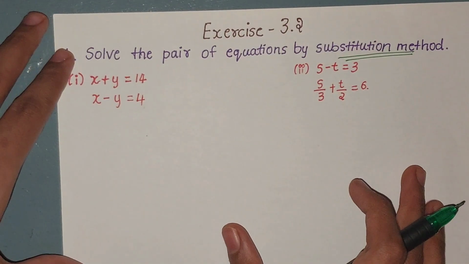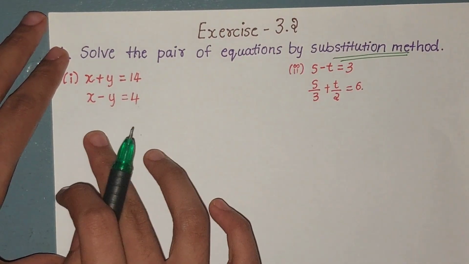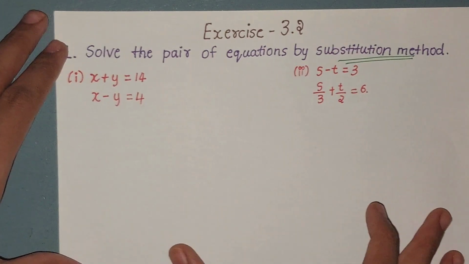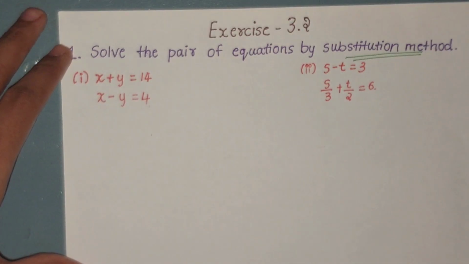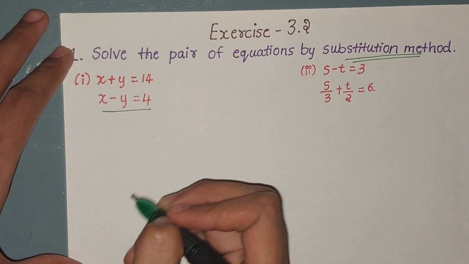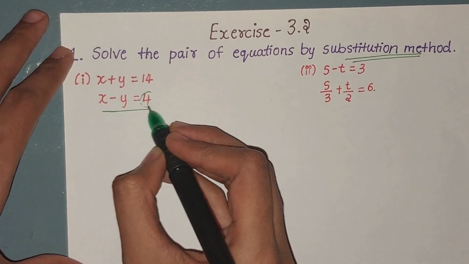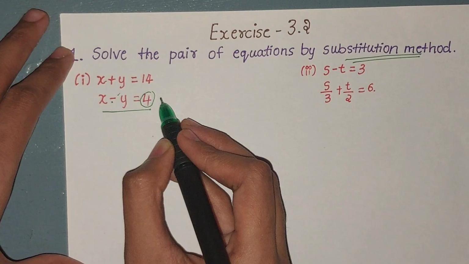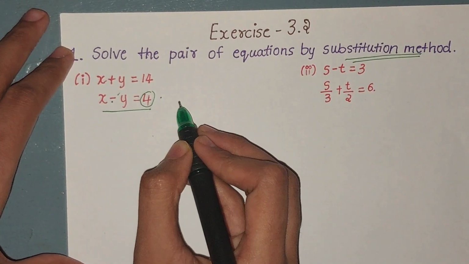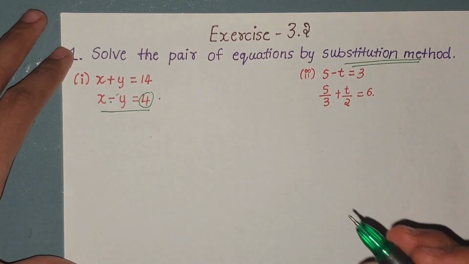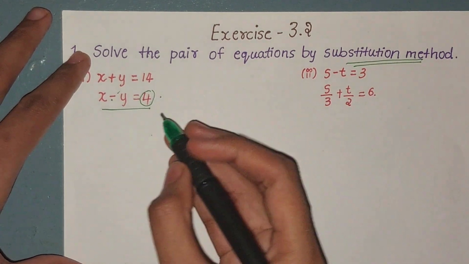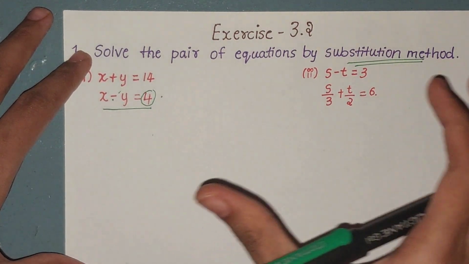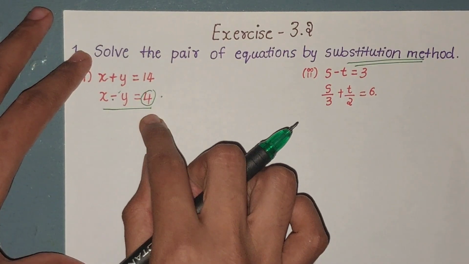Yes, so we have to substitute one of the variables of one of the equations in the other equation. Which seems easier? I feel this is easier. Why? Because the number is small, and the second thing is you have minus here. When you send it here, it is going to become plus. There is something always in the mind that if everything is positive, then we feel comfortable while solving, isn't it? That is why I'm going to take this equation and substitute.